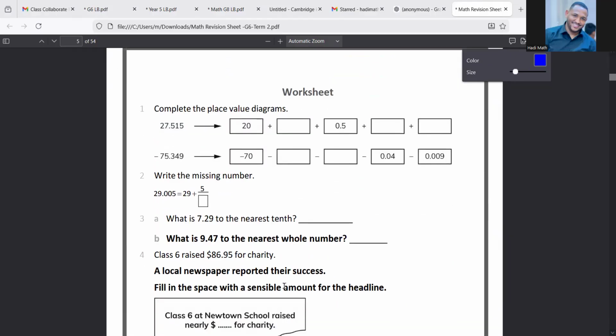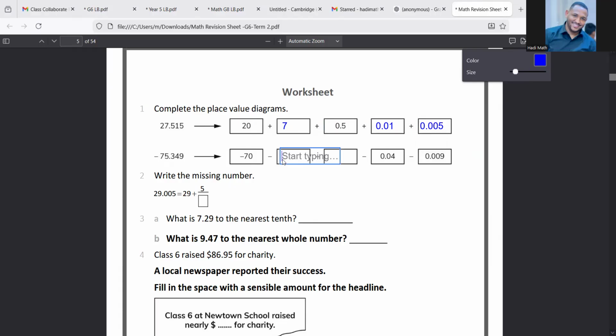They say complete the place value diagrams. The number given to you is 27.515. So it's going to be 20 plus 7 for sure, because 7 is ones, plus 0.5, plus 0.01 because this is hundredths, and the 5 is thousandths, 0.005. This one is also the same thing, it's just a negative number.